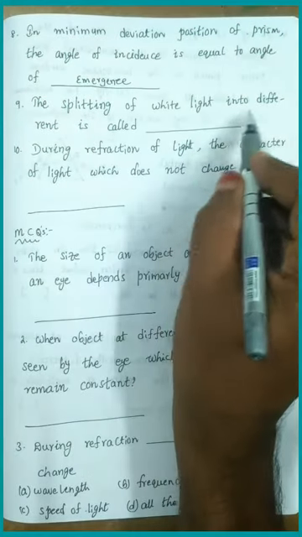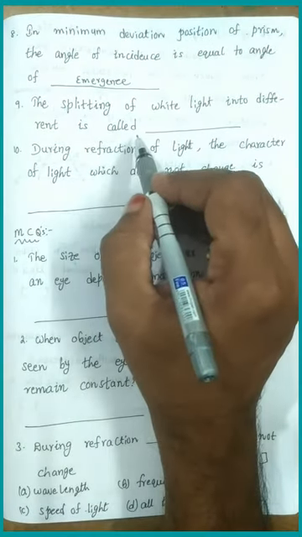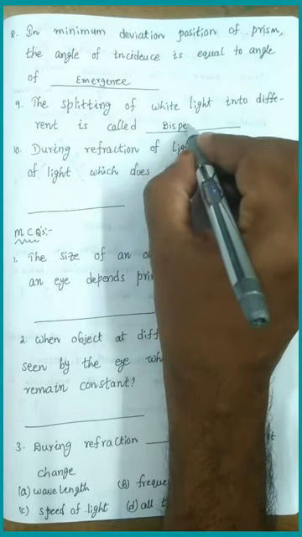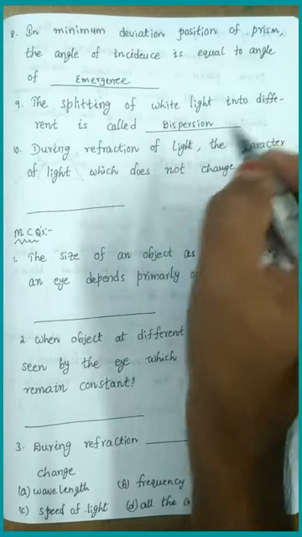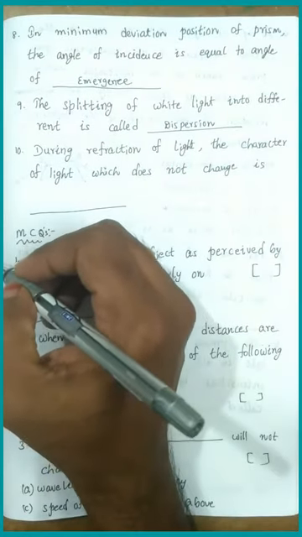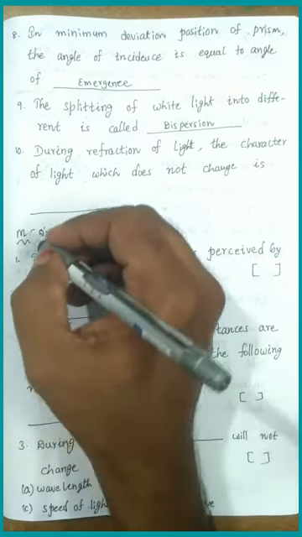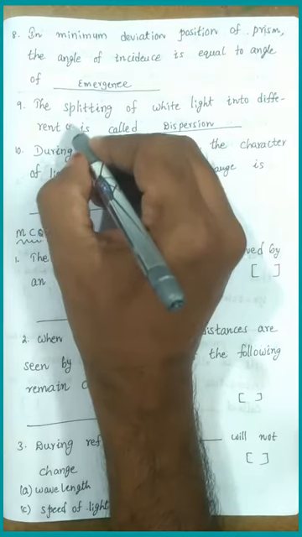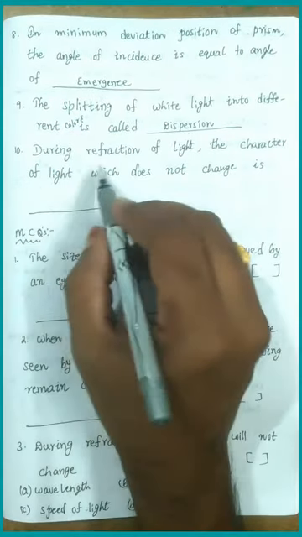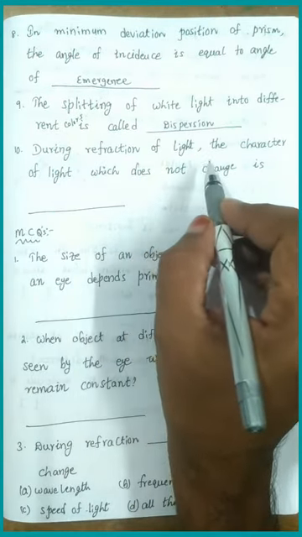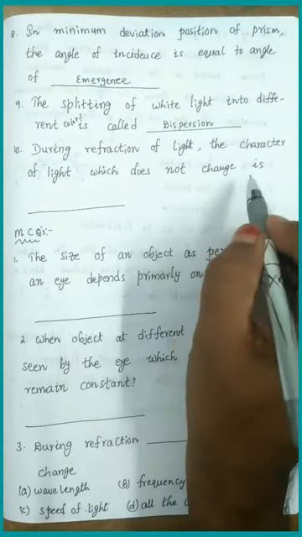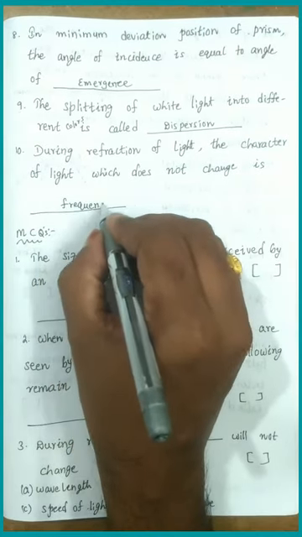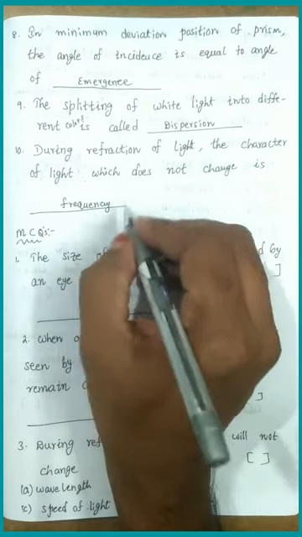The splitting of white light into different colors is called dispersion. That means we are observing the different colors, especially in the rainbow. What are the colors? Violet, indigo, blue, green, yellow, orange, red. Simply we call that VIBGYOR. During refraction of light, the characteristic of light which doesn't change is frequency. Frequency means the number of vibrations or oscillations per second.